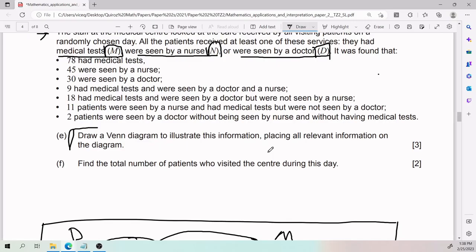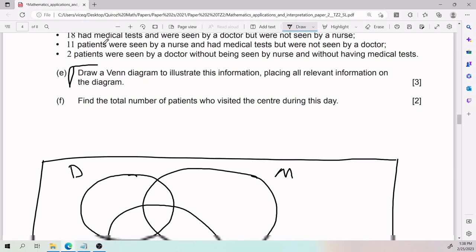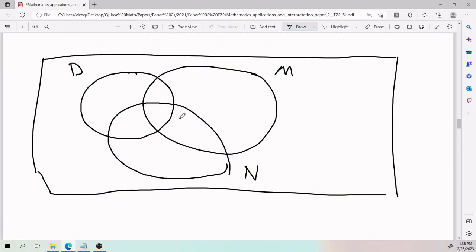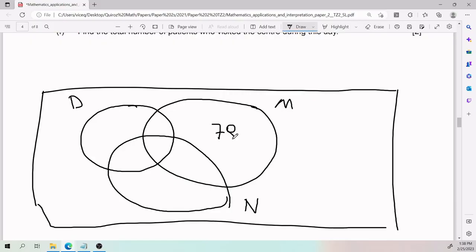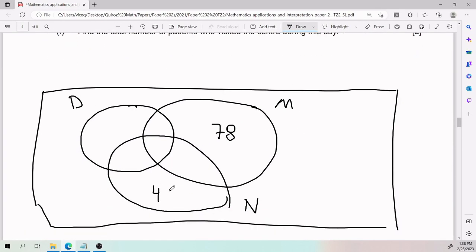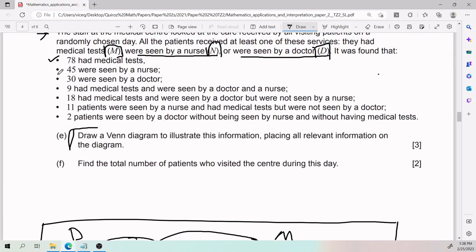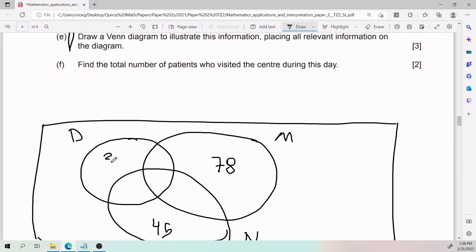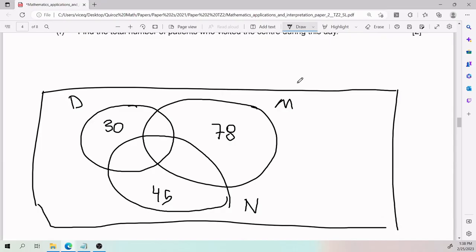Okay, and I want you to really think about what is the mistake that I'm doing with my approach. So what a lot of people do right off the bat is that they see, okay, 78 have medical tests, so I'm going to put medical tests down here. We have 78. Then we have 45 were seen by a nurse, 45 over here, and 30 were seen by a doctor, 30 over here. So a lot of people, that's boom, the first thing they do. And that is unfortunately already a mistake. So take a moment and think why.